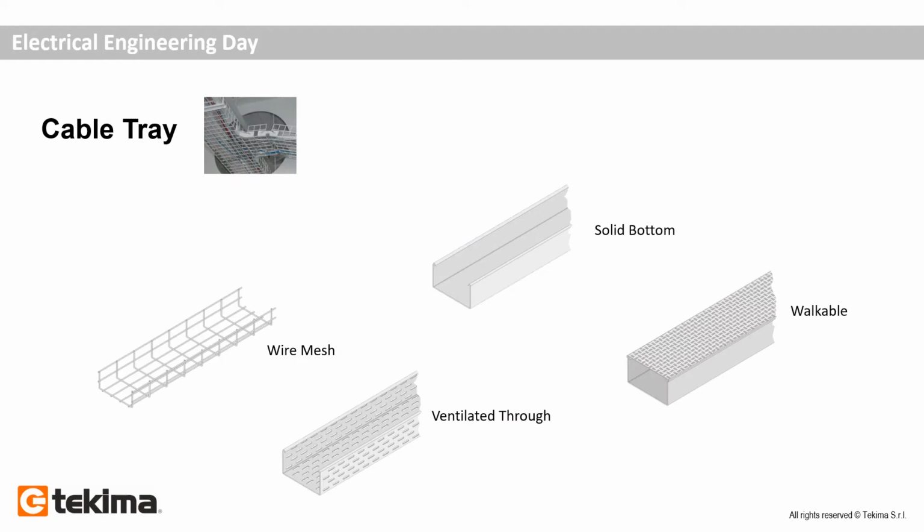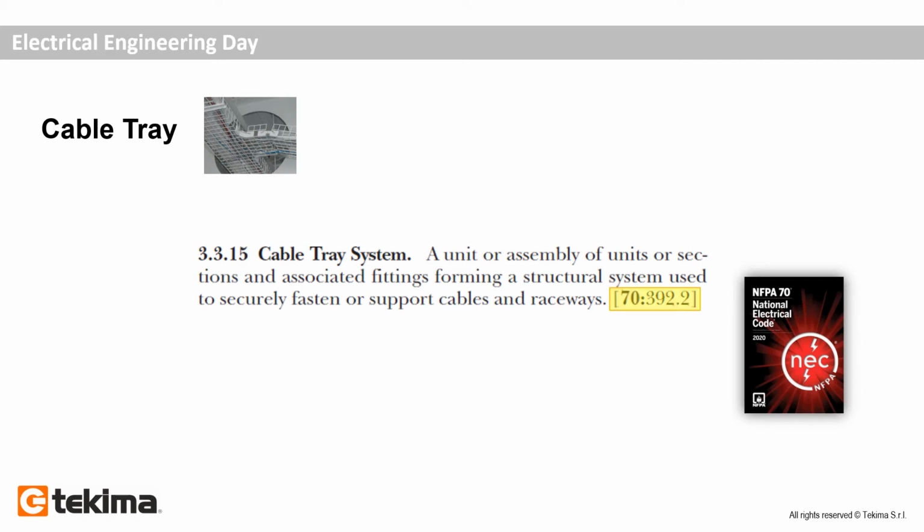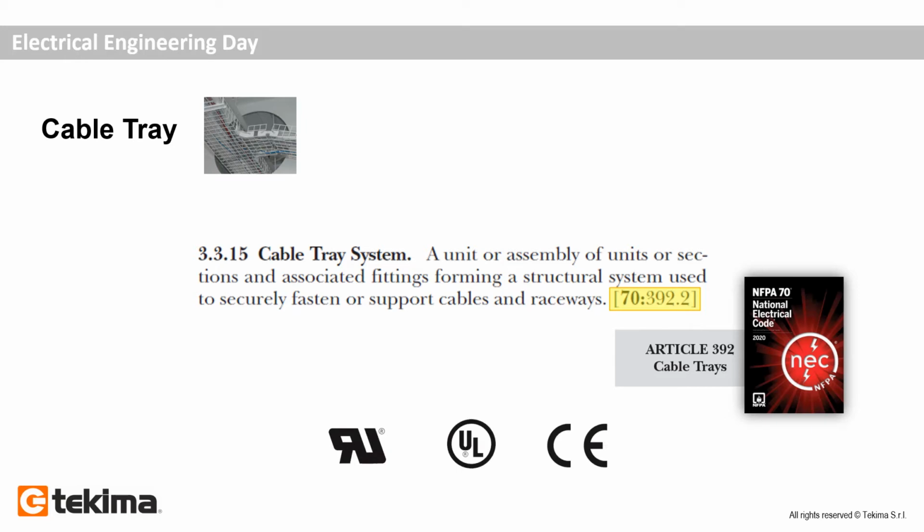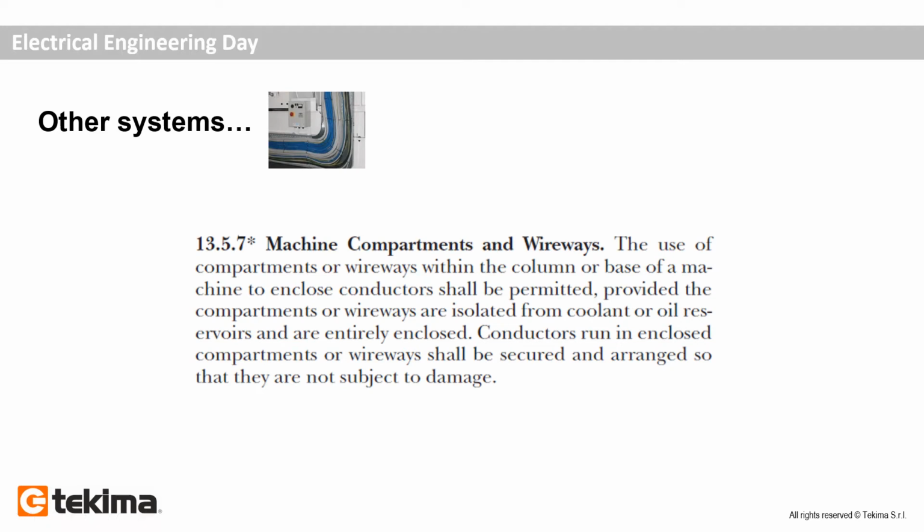An overview regarding the cable tray system. It's very similar to what we usually apply in Europe: wire mesh, solid bottom, walkable, ventilated trough. And again, in the standard, you can see that the products have to be listed. Recognized markings or CE mark are not allowed. Other systems are considered exceptions, and anyway, the standard considers these systems as raceways.